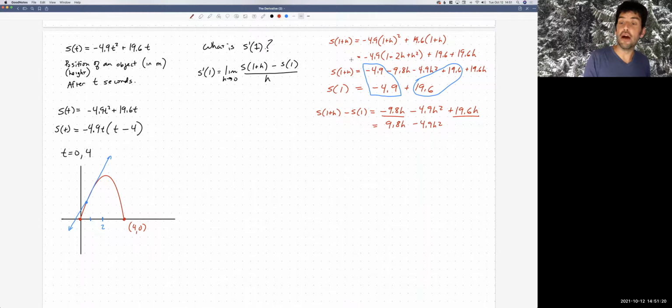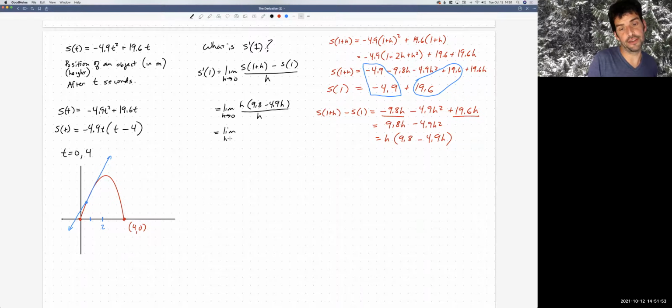Okay. So now I'm going to take this back and put it in the numerator, right? This is my numerator now. So now I'm returning to this computation, the limit as h goes to 0. Actually, let's do one more thing. Notice they both have an h, so I'm going to go ahead and factor that h out. 9.8 minus 4.9h. Now we'll come back. We have h times 9.8 minus 4.9h over h. The h's cancel. We have a factor of h in the numerator and the denominator. And I'm left with 9.8 minus 4.9h.